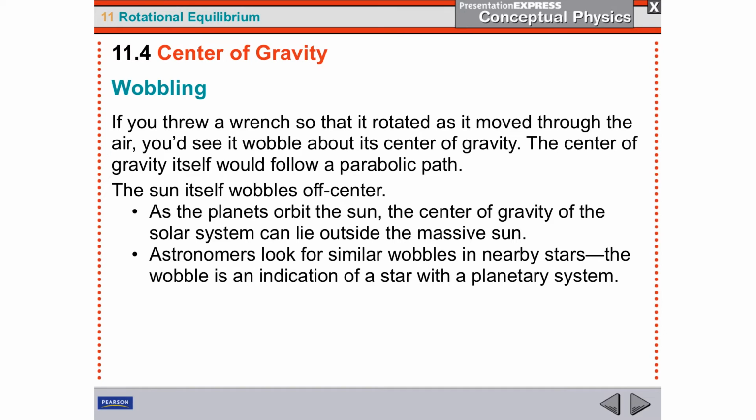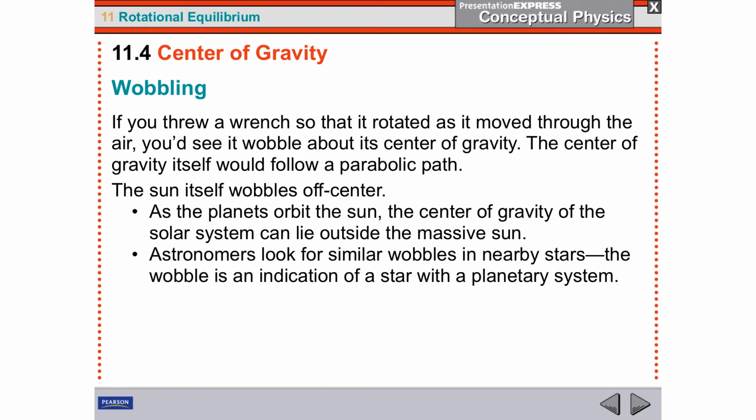So if you throw something and it wobbles around an external axis, say a boomerang would go around an axis that's outside of the boomerang, that's still very possible. Its center of gravity would simply be outside of the object.